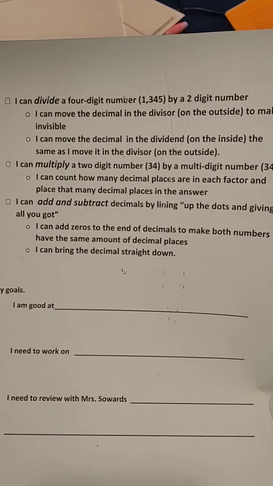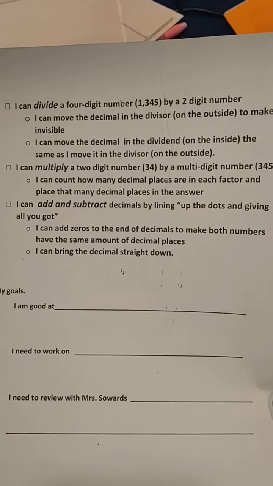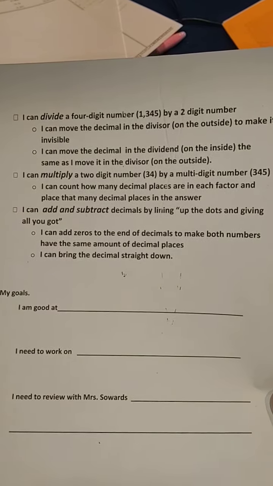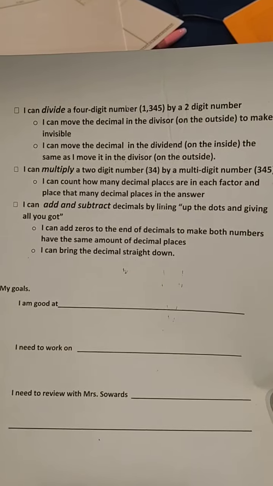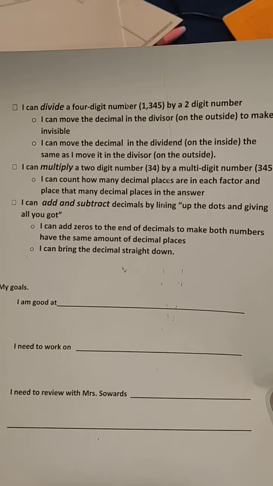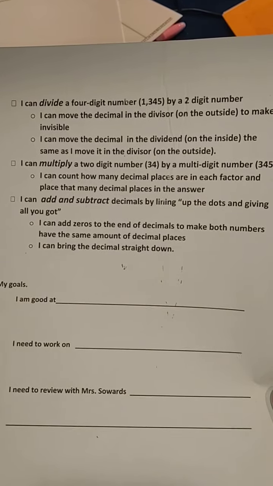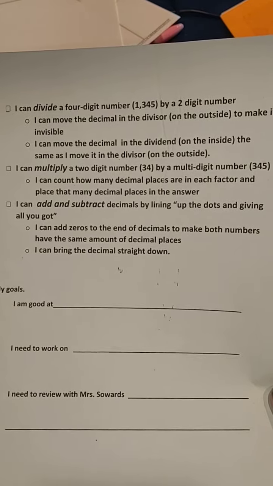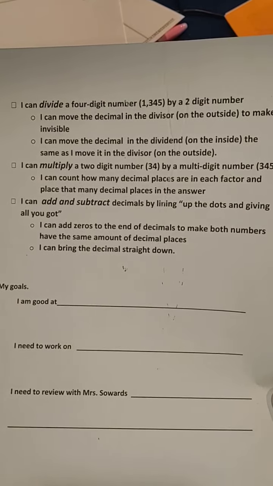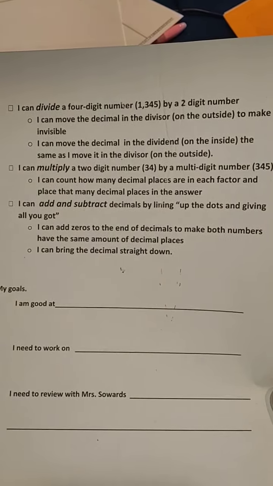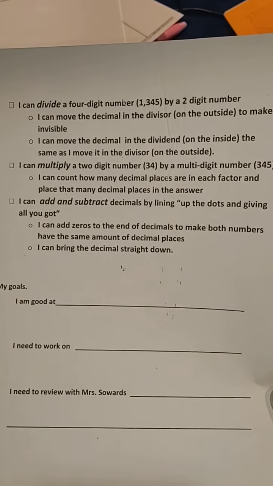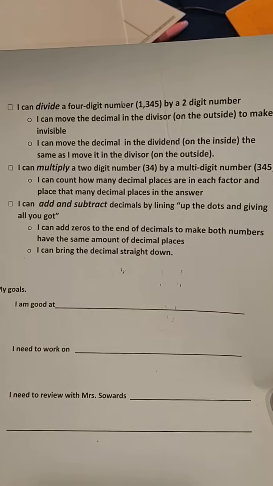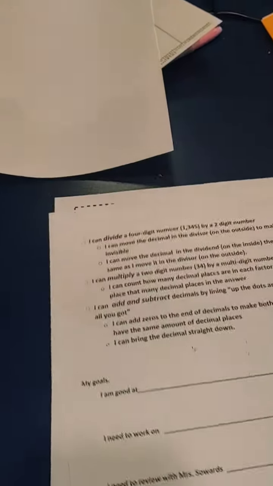I can multiply 2-digit numbers by a multi-digit number. I can count how many decimal places in each factor and place that many decimal places in the answer. I can add and subtract decimals by lining up the dots and giving it all you got. I can add zeros to the end of the decimals to make both numbers have the same amount of decimal places. I can bring the decimal straight down.